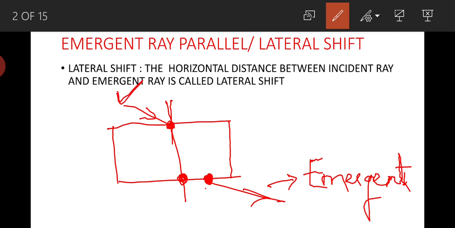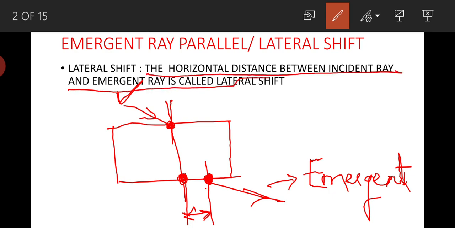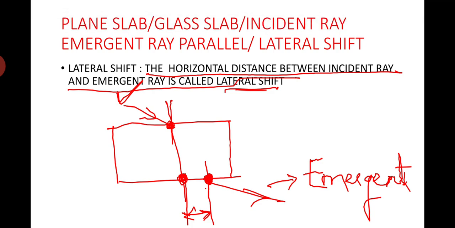Now the horizontal distance between this incident ray and emergent ray is called lateral shift. It is nothing but the horizontal distance between the incident ray and the emergent ray. Now let us see how to find this lateral shift, or the plane slab experiment or glass slab experiment, where the incident ray and emergent ray are parallel to each other.